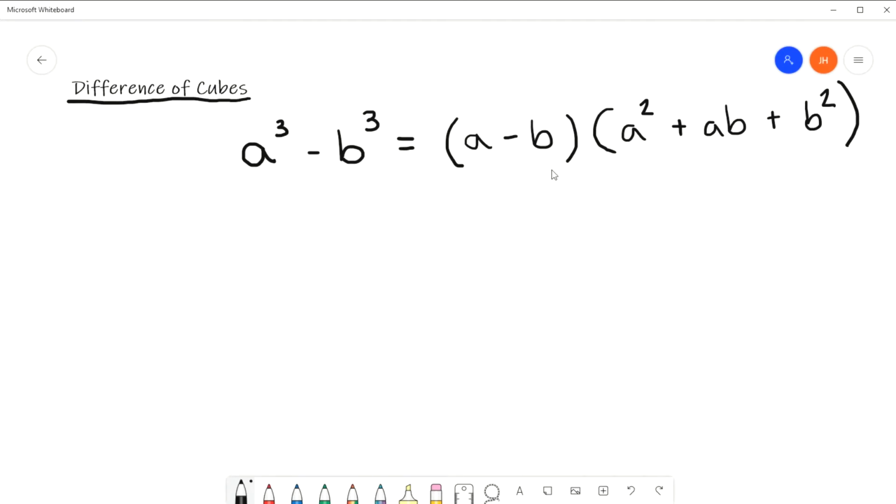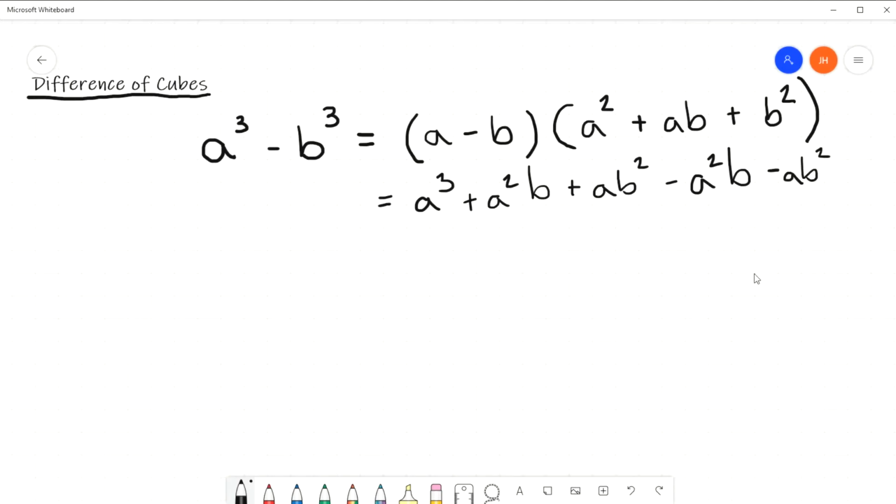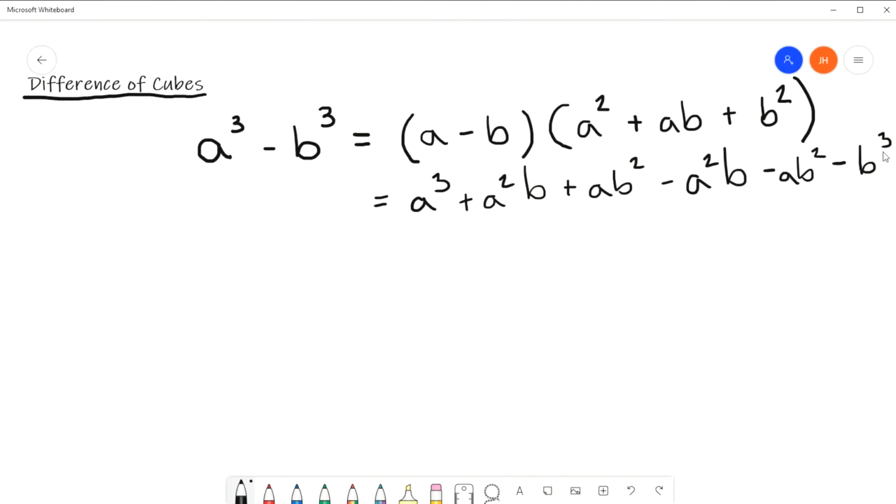Now, just to verify that for ourselves, let's go ahead and multiply these factors together just to confirm that it is actually indeed correct. So a times a squared would equal a to the power of 3. So far, so good. A times ab would be a squared b, and a times b squared is a b squared, right? Okay, now let's look at minus b. Minus b times a squared would be minus a squared b. Minus b times ab would be minus ab squared. And minus b times b squared would be equal to minus b cubed.